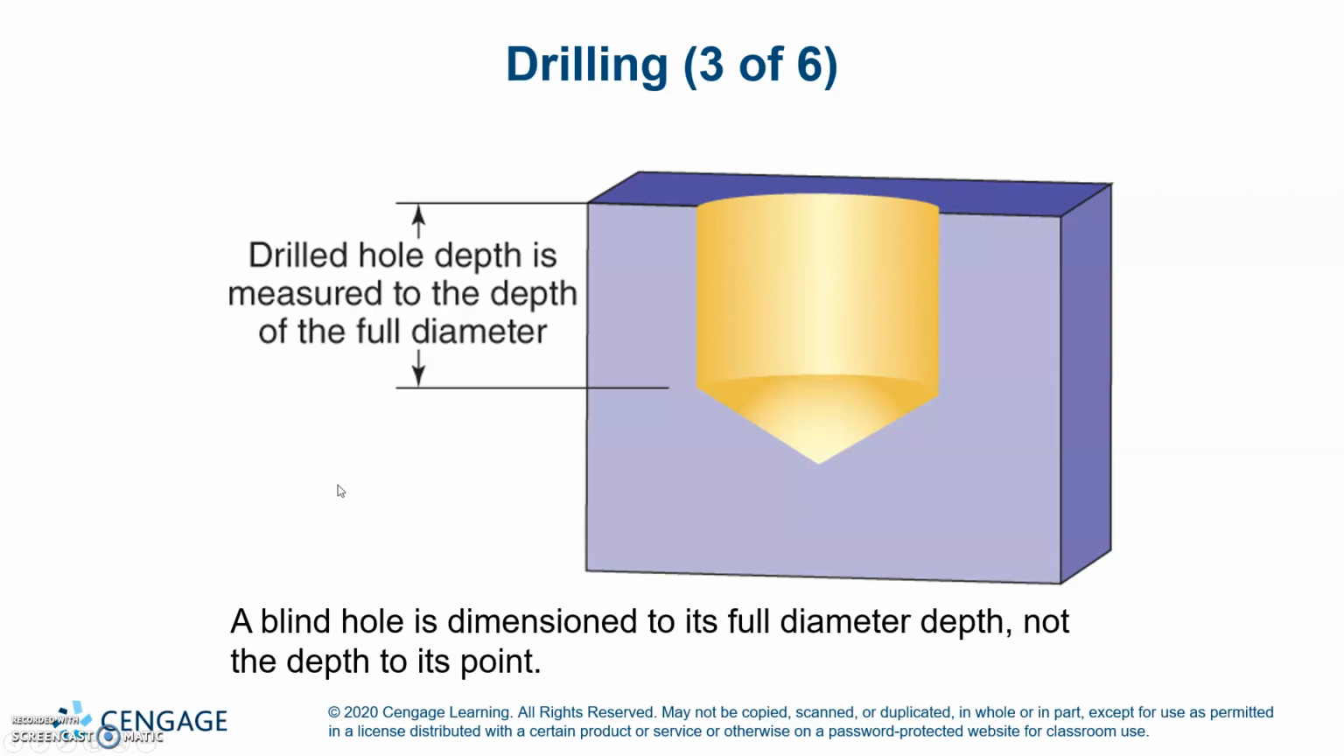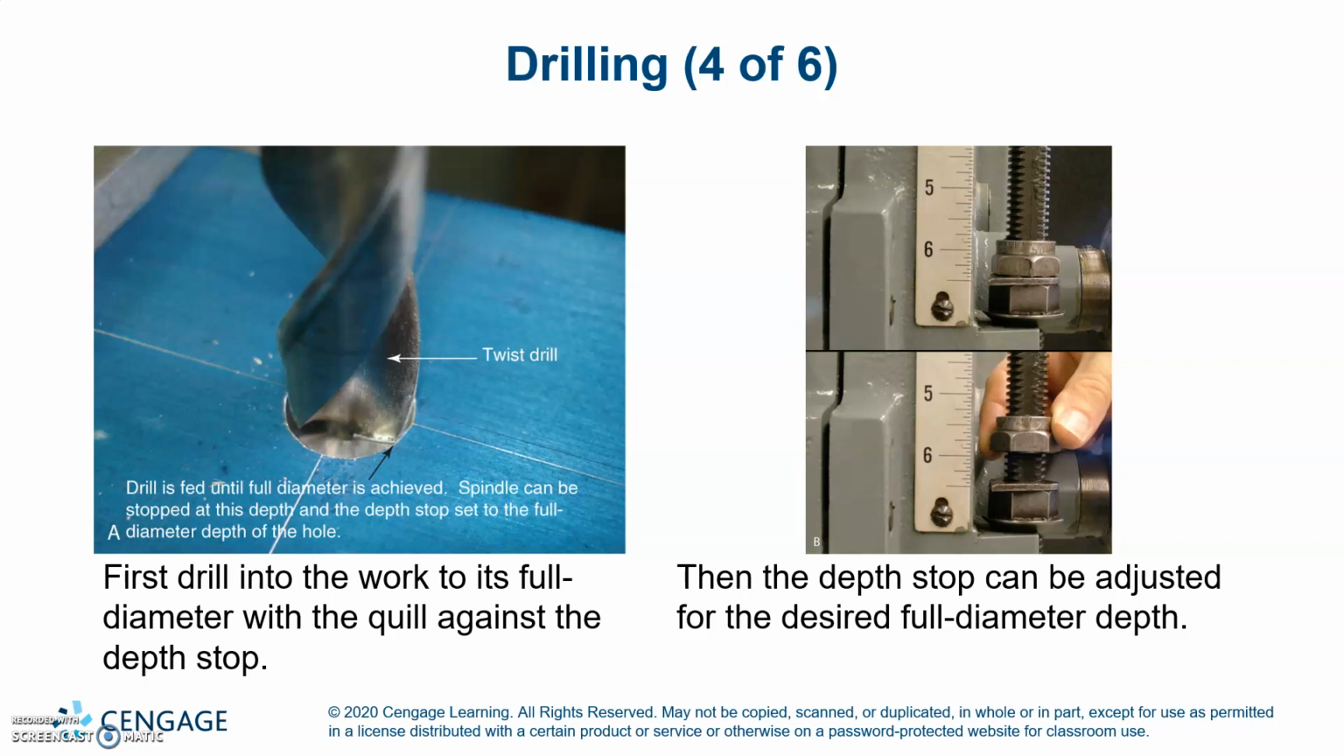Drilled hole depth is measured to the depth of the full diameter, not the tip. A blind hole is dimensioned to the full diameter depth, not the depth to its point. First, drill into the work to its full diameter with the quill against the depth stop. Then adjust the depth stop so you can have your desired full diameter depth.